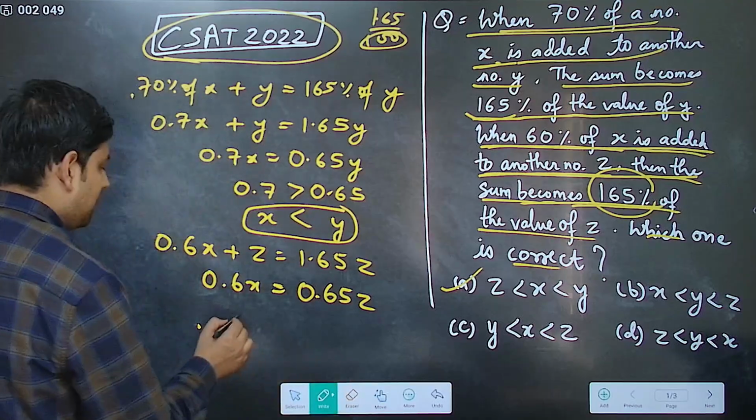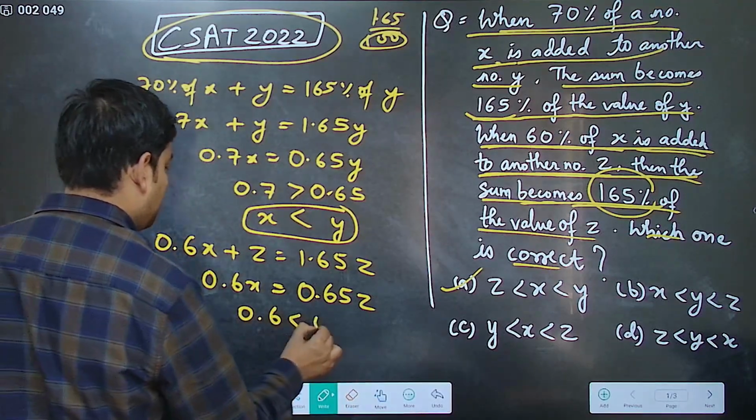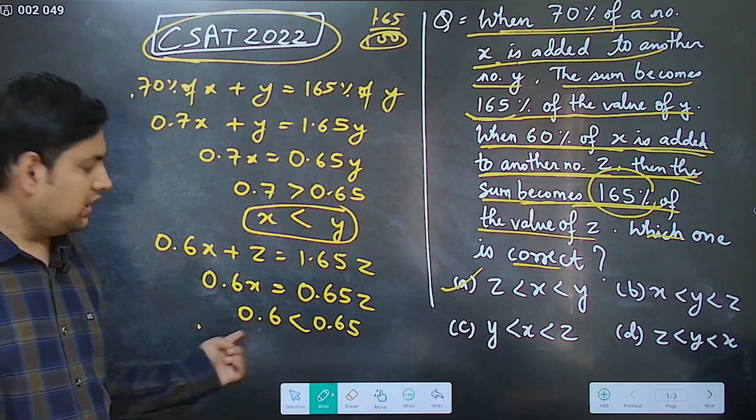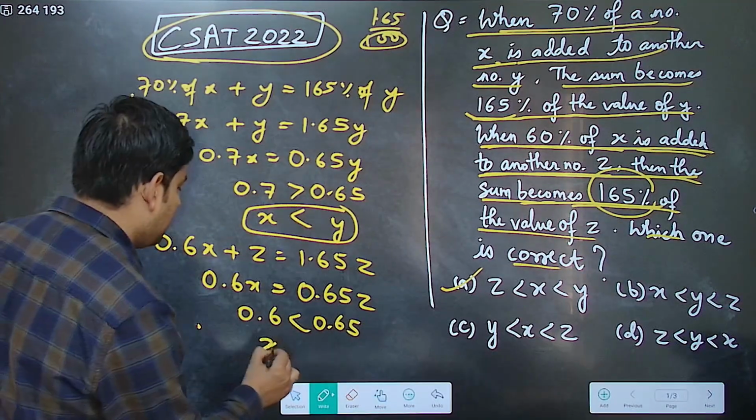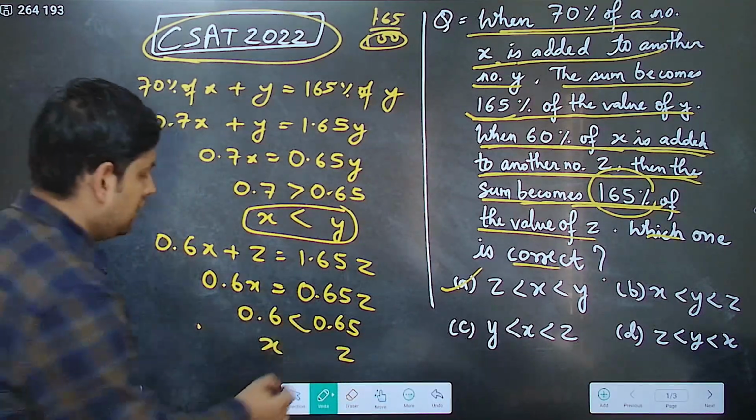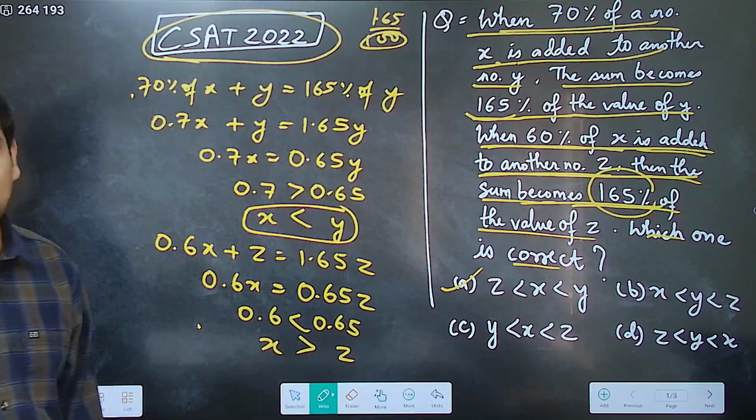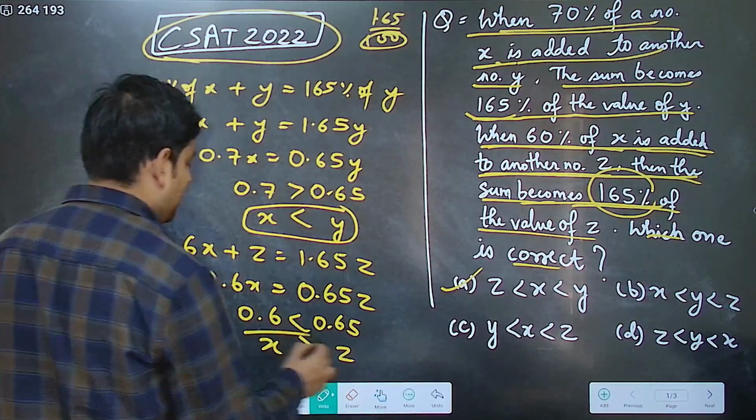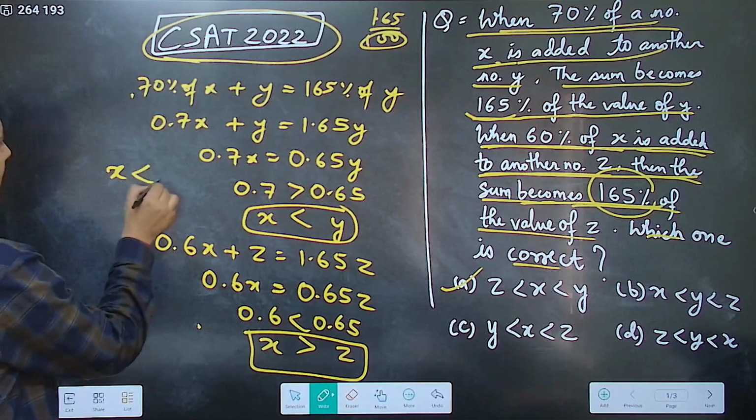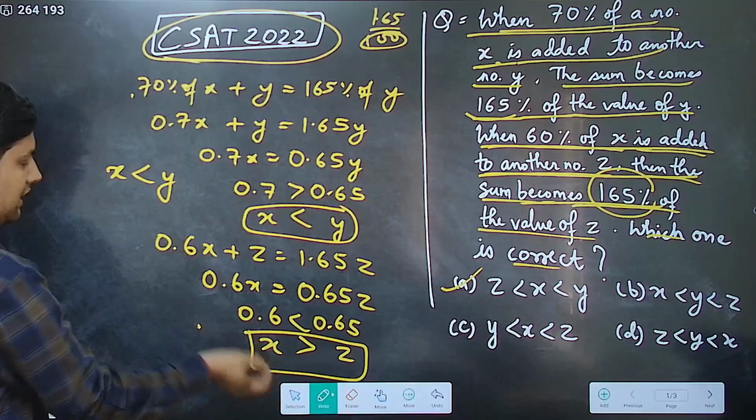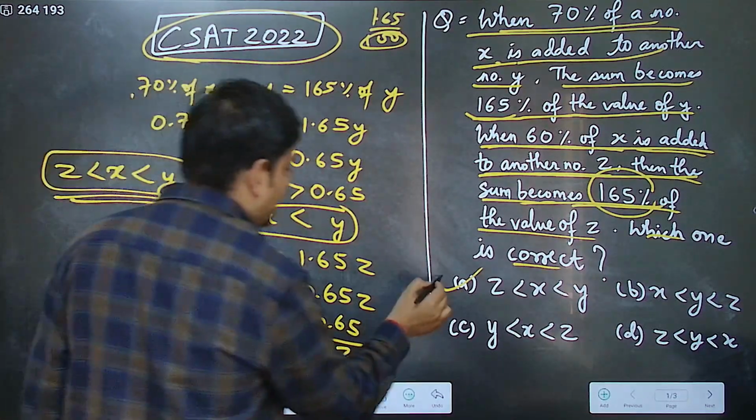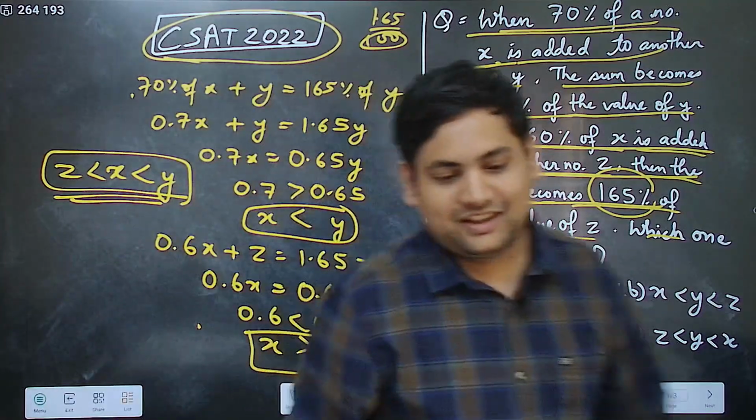Now again, you will do the same thing. Which is bigger, 0.6 or 0.65? Clearly this is 0.60. So 0.65 is greater than 0.6. What will be the relation between x and z? Just the opposite of this. So if this is greater, what will be greater? x will be greater than z. Simple. Now you combine both of them. What is given? x is less than y, but x is also greater than z. So this is what you get, and this makes your answer A.